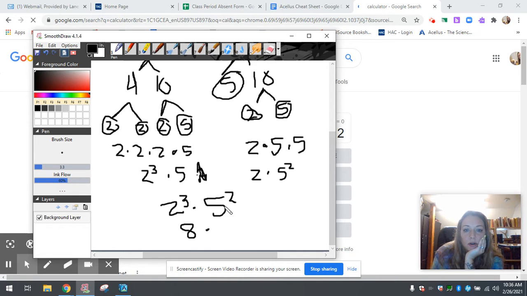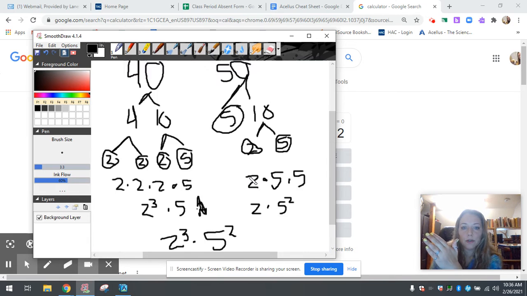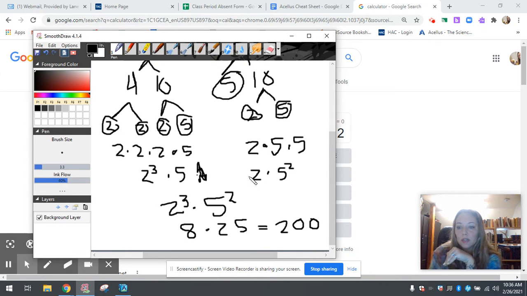Times 5 to the power of 2, which is 5 times 5, which is 25. Then I do 8 times 25, and I get 200. Now I have my least common multiple for 40 and 50. So what that means is 40 will fit into 200, and 50 will fit into 200. 40 would fit into 200 5 times. 50 would fit into 200 4 times.